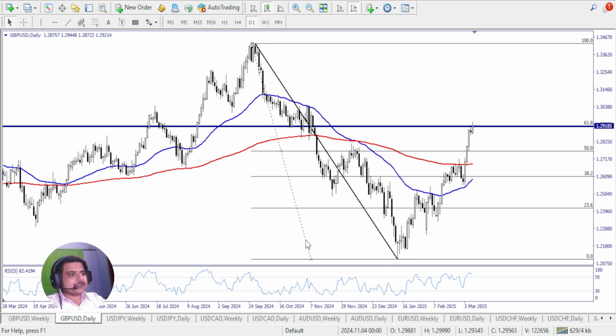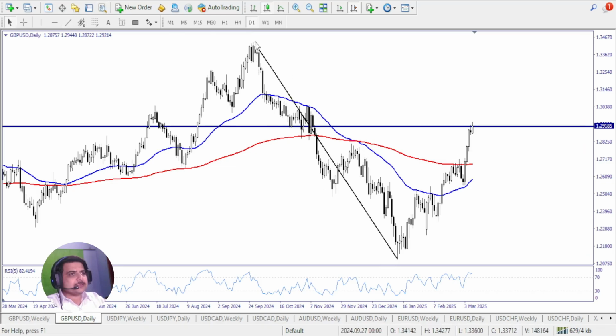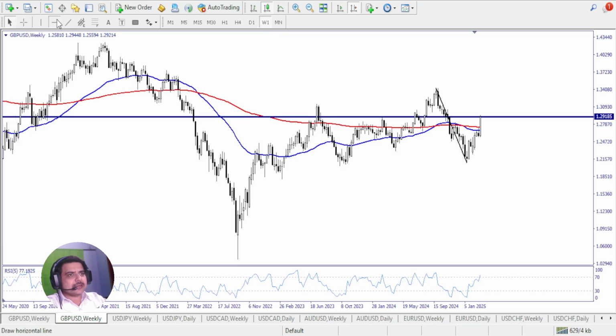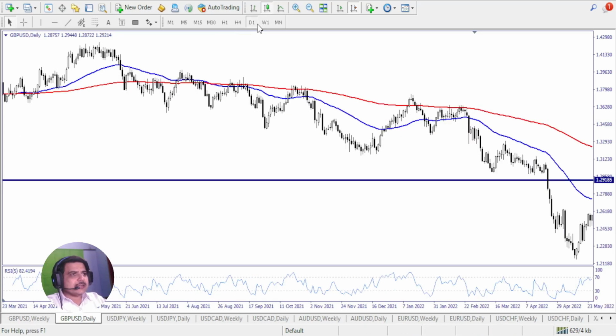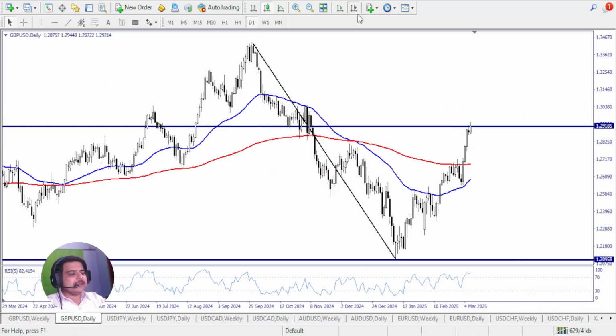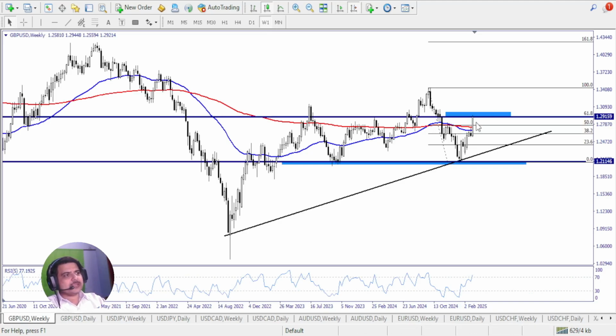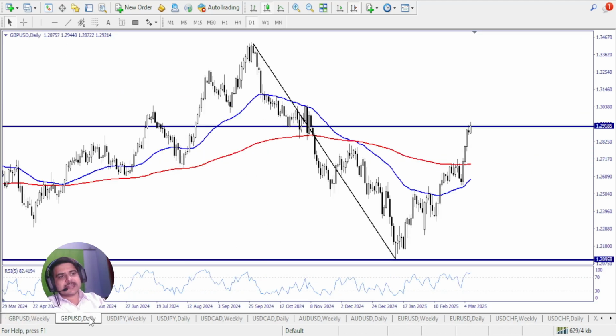Let's have a look at it. And where was the support? Let's draw it from the weekly once more, so that I get a daily image very clearly. And let's see. So on a daily time frame, this setup on a weekly looks like this, and on a daily time frame it looks like this.